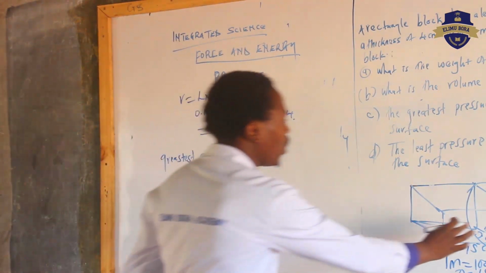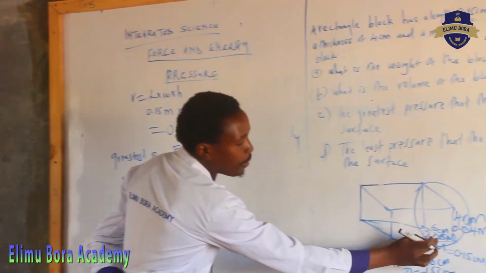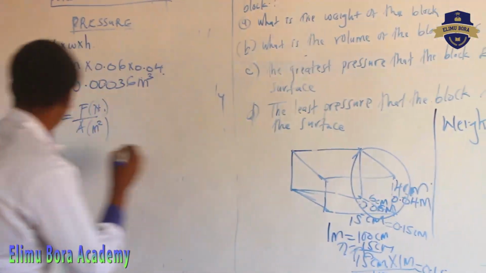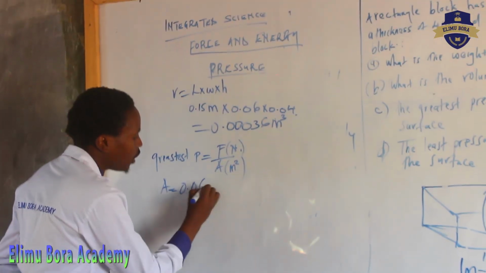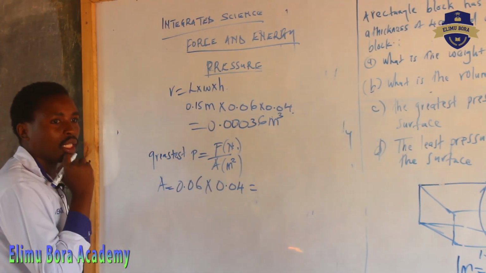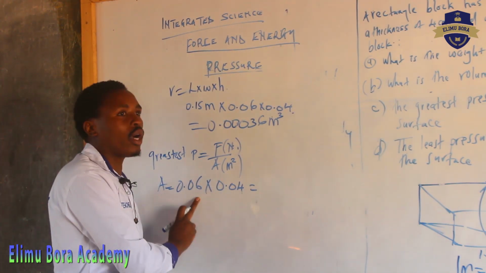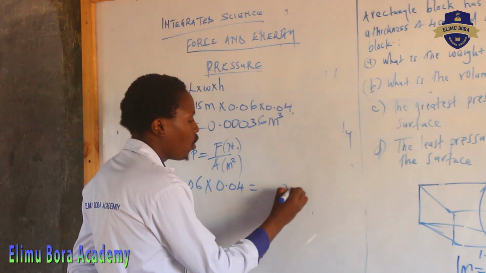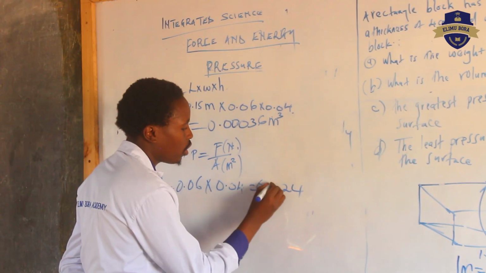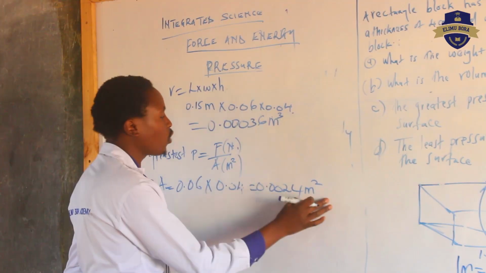Now let's check on the area of this one. This side comprises the measurement of 0.06, and the height comprises 0.04. So we multiply 0.06 by 0.04 as the area. What are you going to get, class? 4 times 6 is 24. Decimal places are 1, 2, 3, 4. So this one becomes meter square.